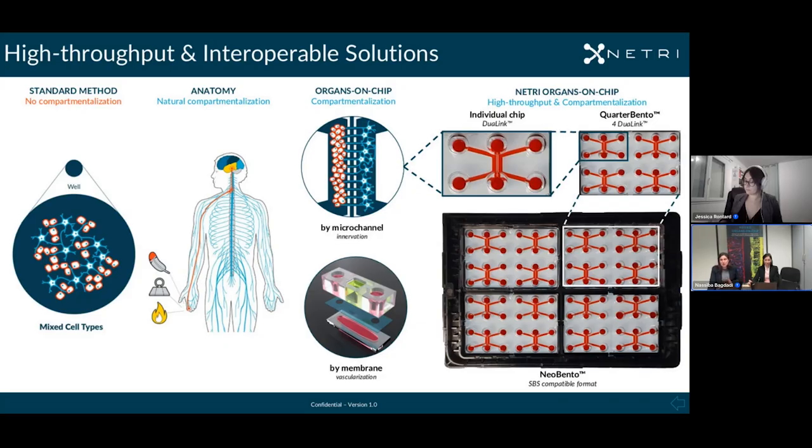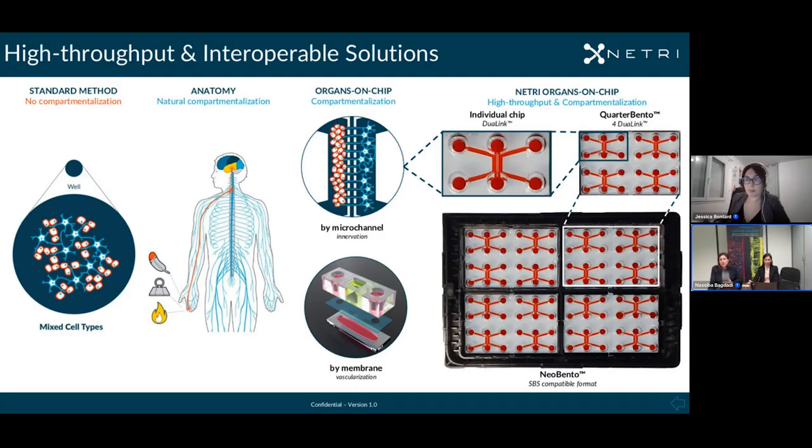Just a quick overview of what we do at NetTri. As we all know, when we want to study complex systems or do drug screening, we usually study mixed cell types using 96 or even 24 well plates, such as neurons and, for example, target cells.